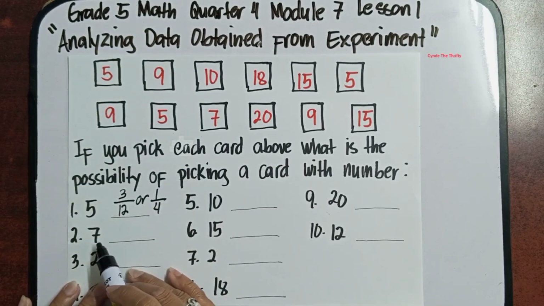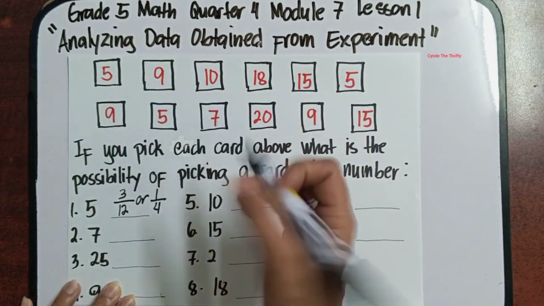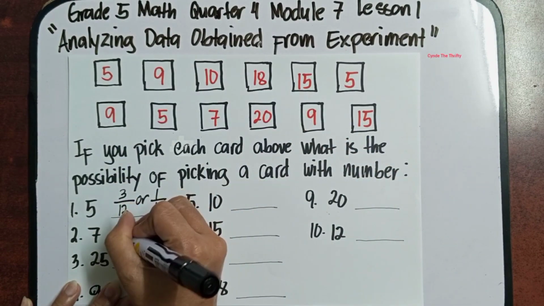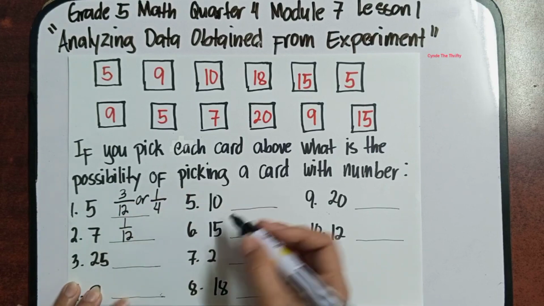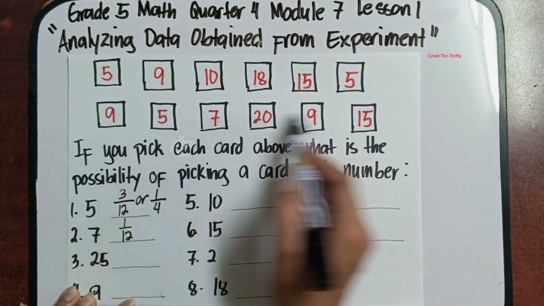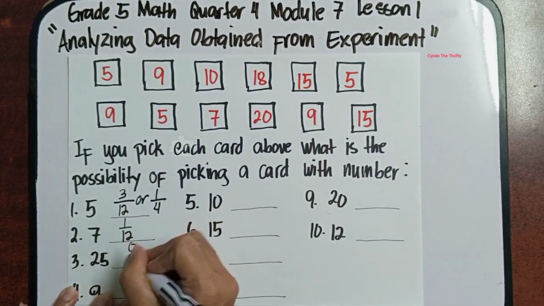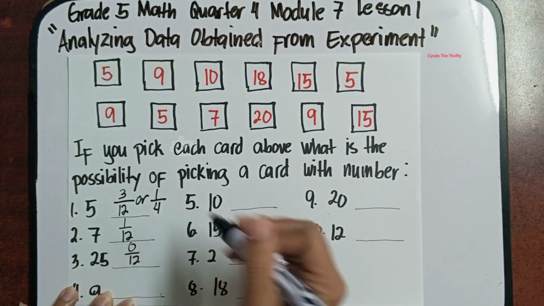Sa number 2 naman, 7. So, ilan yung 7 natin dito? 1. So, ibig sabihin, 1 of 12 ang sagot natin. And then, number 3, 25. Meron ba tayong 25 sa ating card? Wala. So, ibig sabihin, 0 over 12 or 0 of 12.